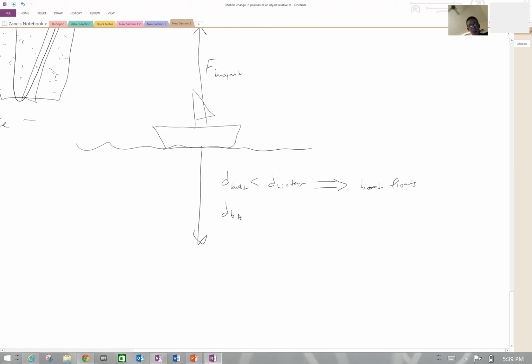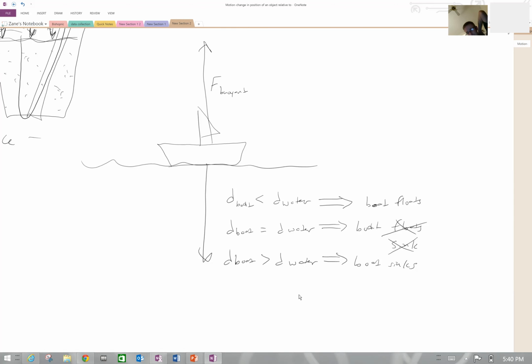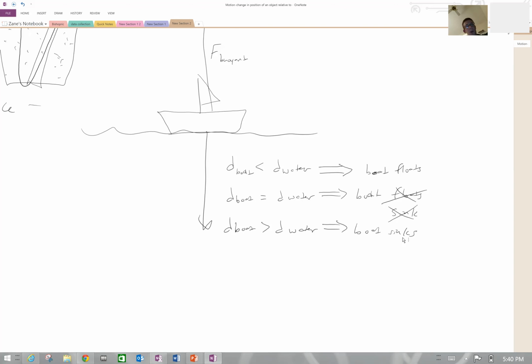Okay, if the density of our boat is equal to the density of water, the boat neither sinks nor floats. It doesn't float, but it doesn't sink. Okay, so submarines can achieve a density that's equal to water, so they can stay where they are. And if the density of the boat is greater than the density of water, the boat sinks, of course. Okay, that's pretty common knowledge, but hopefully that makes sense. If not, turn to your book and review it.